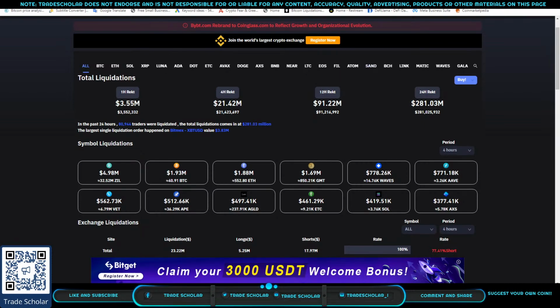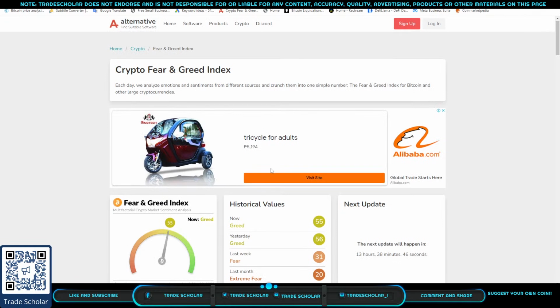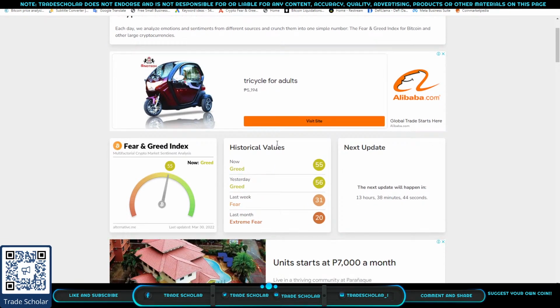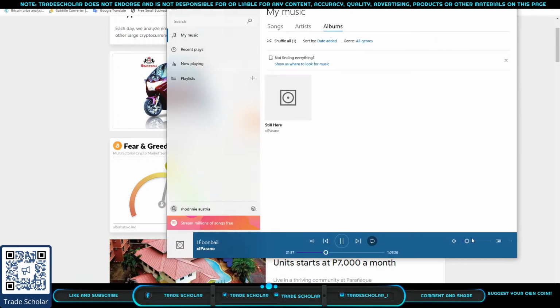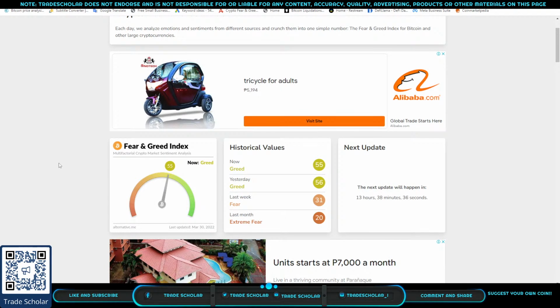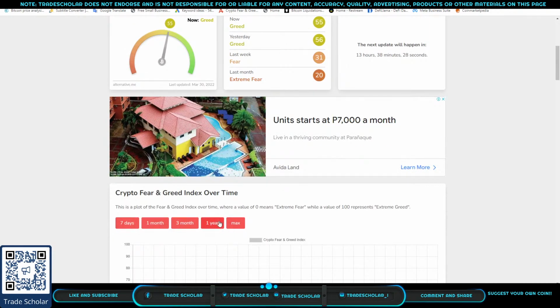Alright. Our greed and fear index is 55. So that means we are in greed.